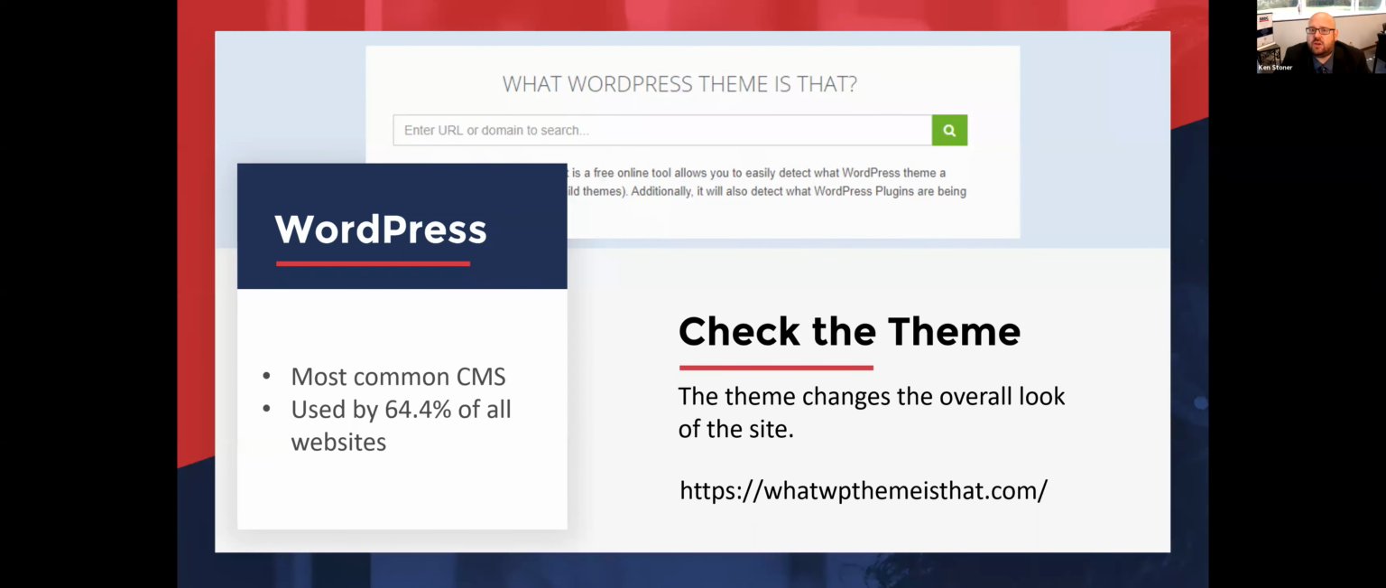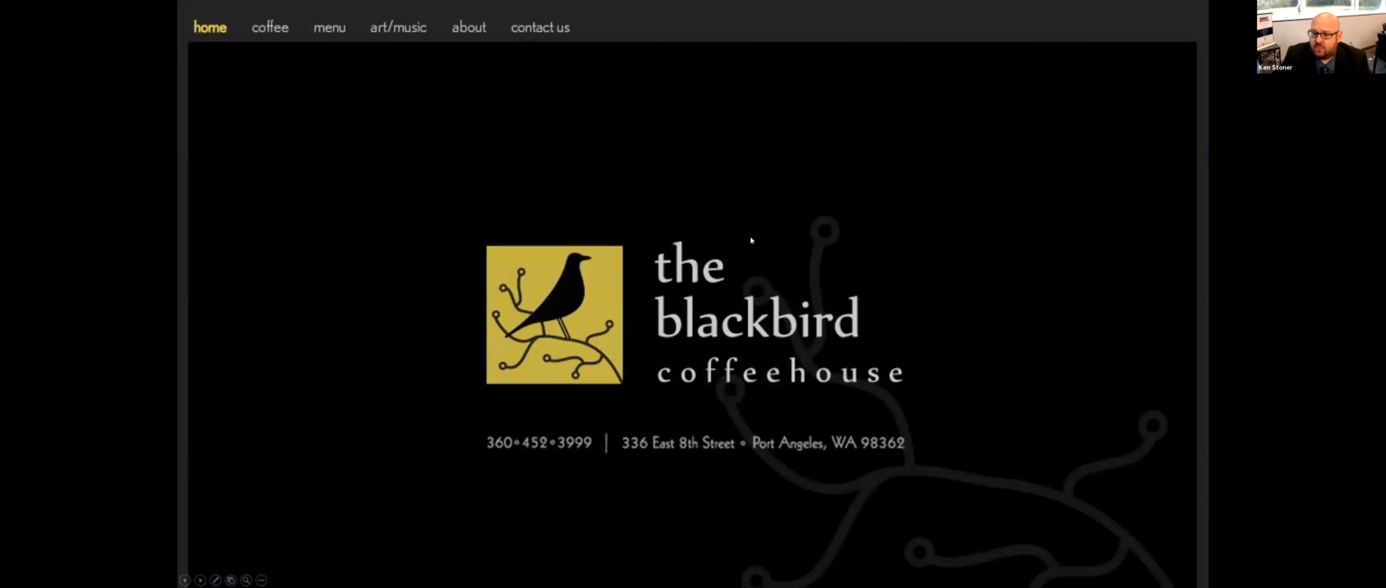So you can go to whatwpthemeisthat.com and plug in the URL, and it will tell you, and I'll show you here in just a second, what theme they're using. But before I get into that part, I want to explain what a theme is. A theme is what changes the overall look of a WordPress website.